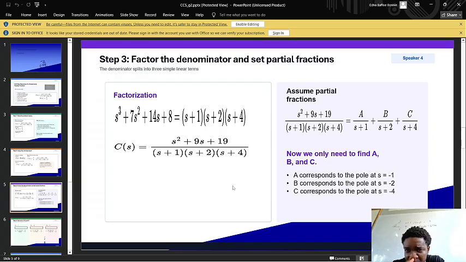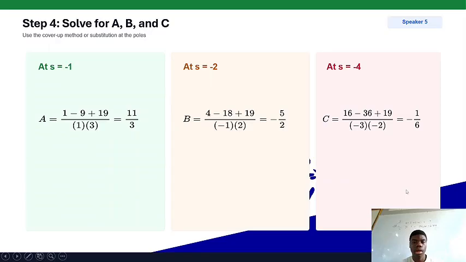That is the partial fraction form. A corresponds to the residue at S equals minus 1, B corresponds to the residue at S equals minus 2, and C corresponds to the residue at S equals minus 4. Next, I will find the values of A, B, and C using the cover-up method.